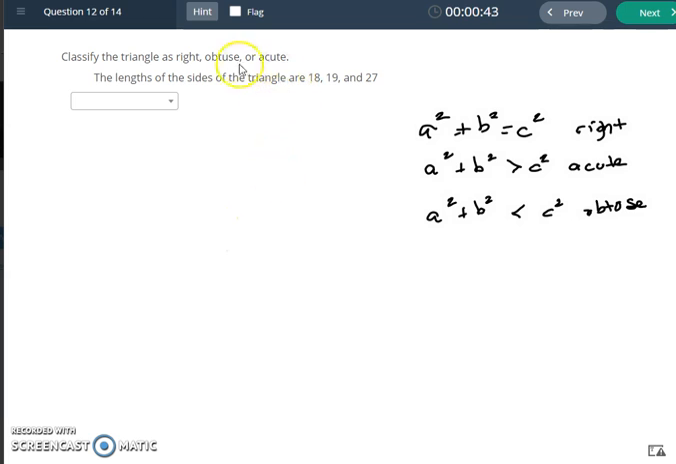All right, so for this one, we're trying to classify, is it right, obtuse, or acute? So I've got the formulas here, and if I look at my 3 lengths, 18, 19, and 27, well, how do I know which one is my C? Well, C is always longest. So I'm going to have that 27 is my longest side. So I'm going to put it in as 18 squared plus 19 squared, and then I'm checking, does it equal 27 squared?